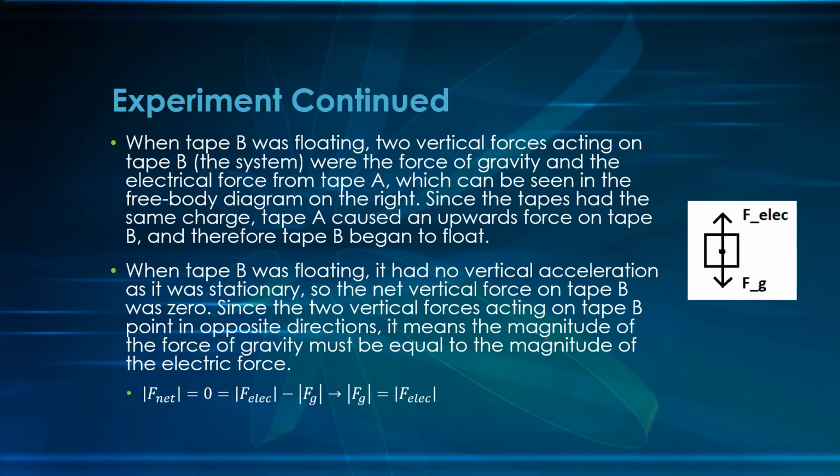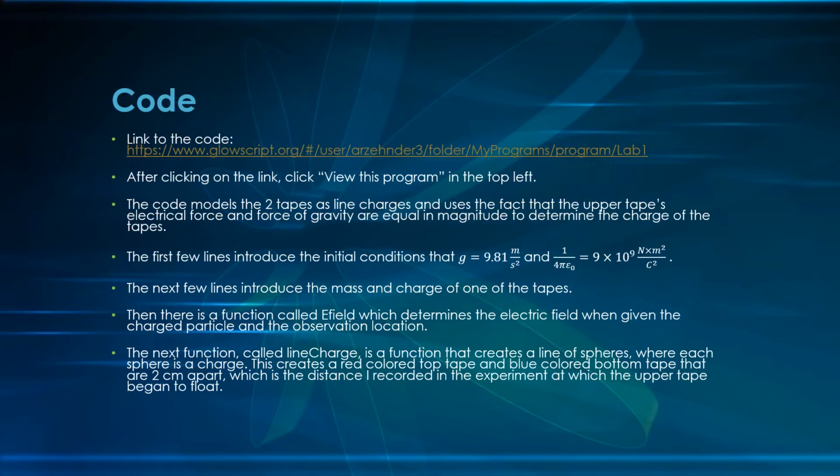When the upper tape was floating, the 2 vertical forces acting on it were the gravitational and electric forces, as shown in the free body diagram. Since the tapes have the same charge, the lower tape caused an upward force on the upper tape, so it floated. And when the upper tape was floating, it had 0 acceleration, which meant its net force was 0. This meant that the 2 forces on that charge must be equal in magnitude, which is shown in the equation at the bottom. The code is used to calculate the charge of one of the tapes, and the link for it is in the description.